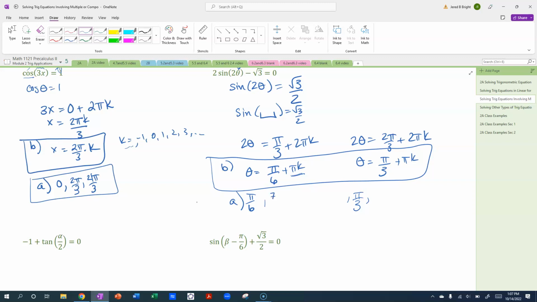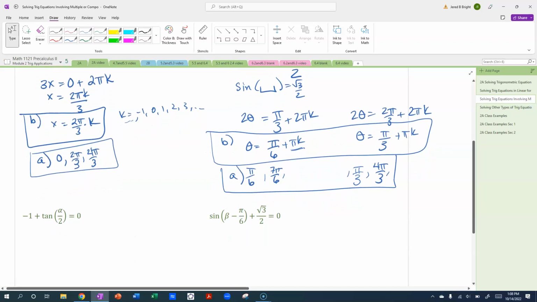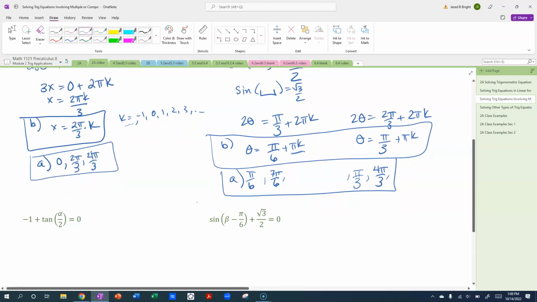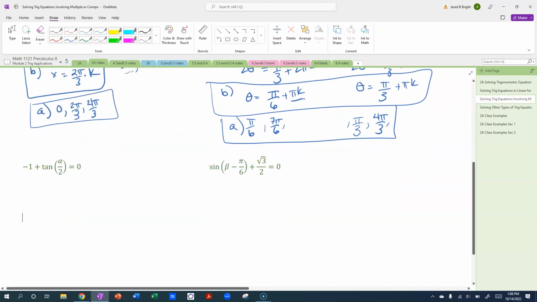If k is 1, over here I get 7 pi over 6. Over here, I would get 4 pi over 3. Okay, and then I try it again. If I let k be 2, I get something like 13 pi over 6, which is outside of the domain, and then something like 7 pi over 3 over here too, and that's outside of our domain. So these are our only values. So again, make sure that you're trying values for k to find all possible solutions.